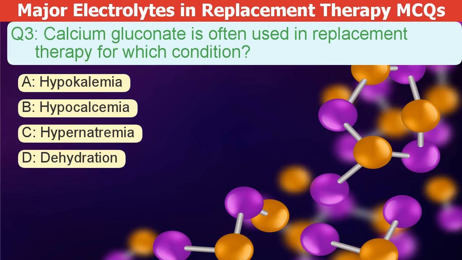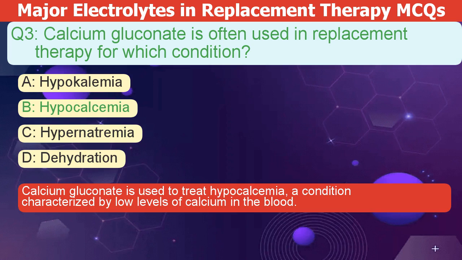Calcium gluconate is often used in replacement therapy for which condition? A. Hyperkalemia. B. Hypocalcemia. C. Hypernatremia. D. Dehydration. The correct answer is B. Calcium gluconate is used to treat hypocalcemia, a condition characterized by low levels of calcium in the blood.